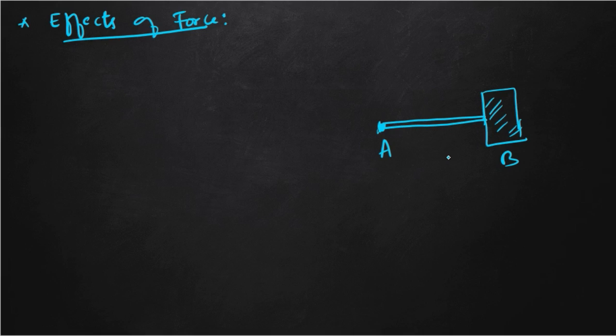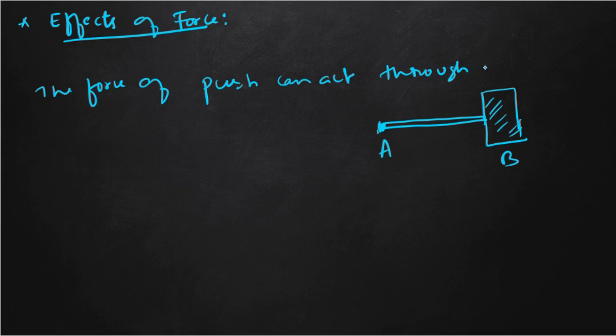The force of push can act through a rigid connector only, whereas the force of pull can act through a rigid or non-rigid connector. That means if we apply the force of push, that is, we are applying force by pushing the body, it can act through a connector, but the connector should be a rigid one. So the force of push can act through a rigid connector only.